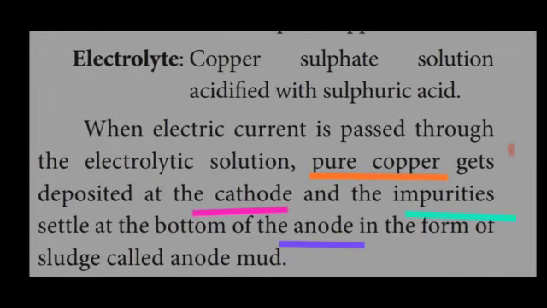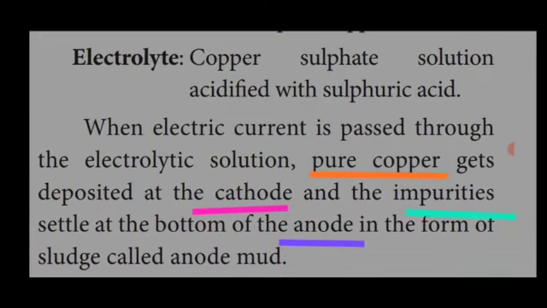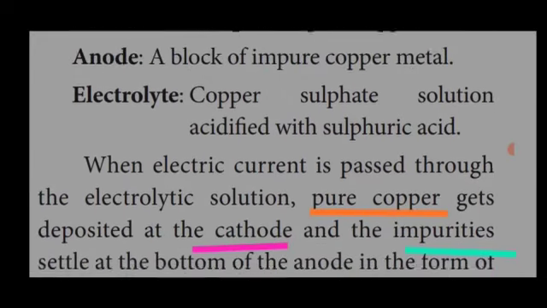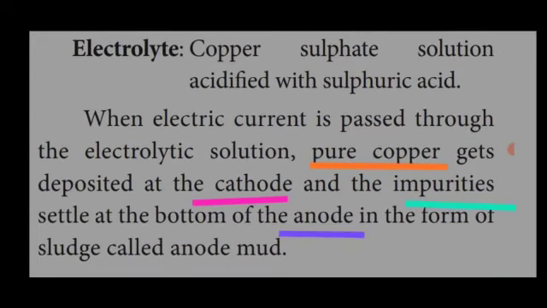When electric current is passed through the electrolytic solution, pure copper gets deposited at the cathode. Impurities settle at the bottom of the anode in the form of sludge called anode mud.